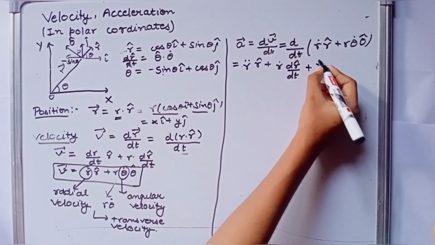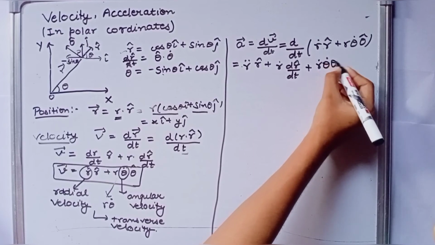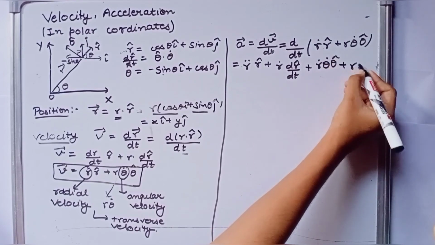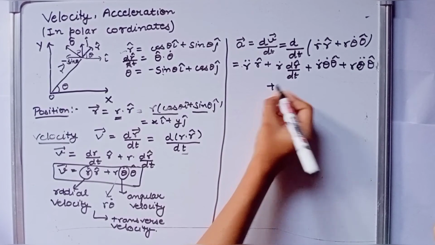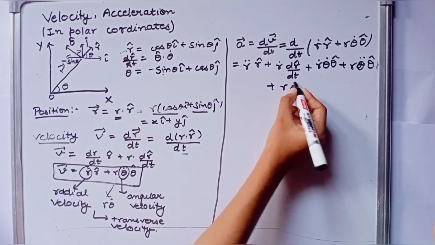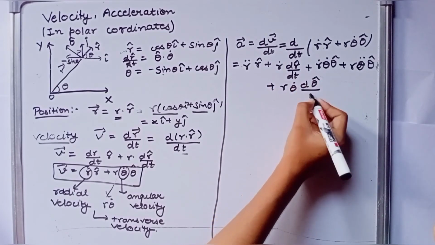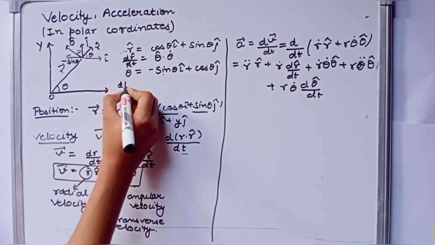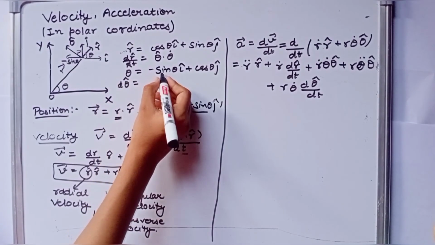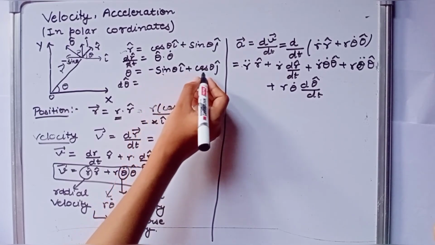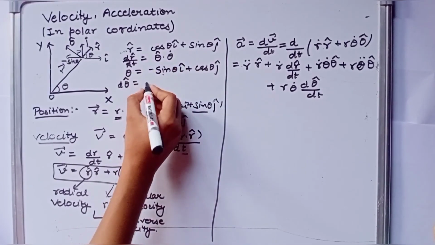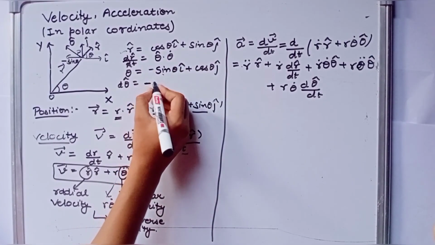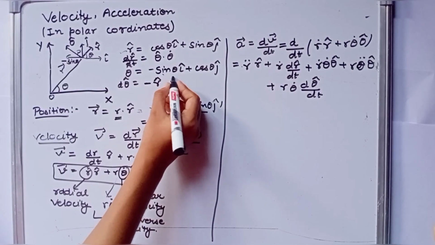dr by dt will be r dot theta cap plus r d theta dot by dt will be theta double dot theta cap, plus the last term r theta dot d theta cap by dt. What will d theta cap be? d theta cap is minus cos theta i cap minus sin theta j cap, and cos theta i cap plus sin theta j cap is r vector, so it will simply be minus r cap theta dot, right?